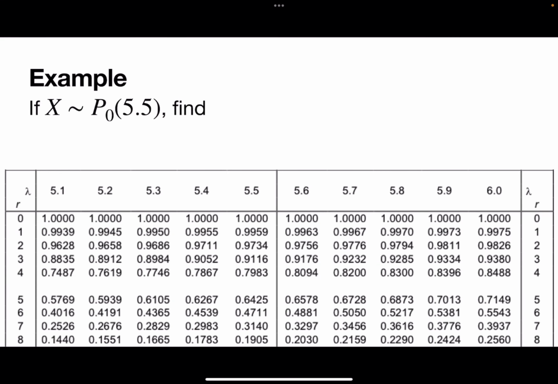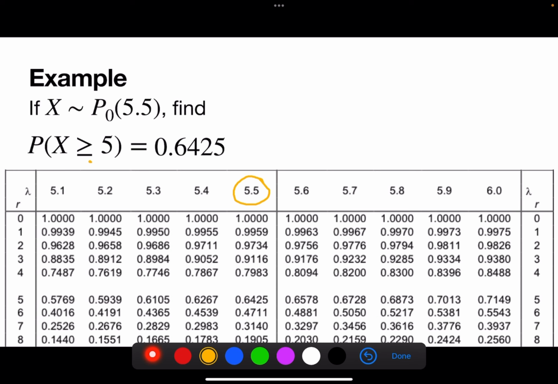Now, if x has a Poisson distribution with mean 5.5, find in your table where your lambda, or mean, 5.5 is. Find the probability of x greater than or equal to 5. Where is 5.5? x greater than or equal to 5. Here, find it on the same row. It is 0.6425. Did you find it?